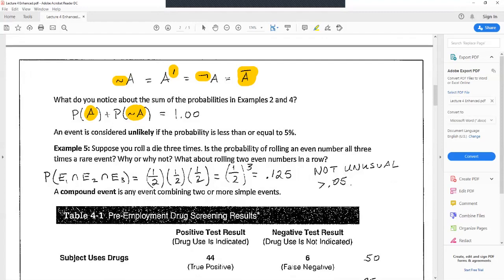Going back to the vaping problem, we figured out that the probability of A was 20%, and the probability of not A was 80%. And of course, 20% plus 80% is 100%.